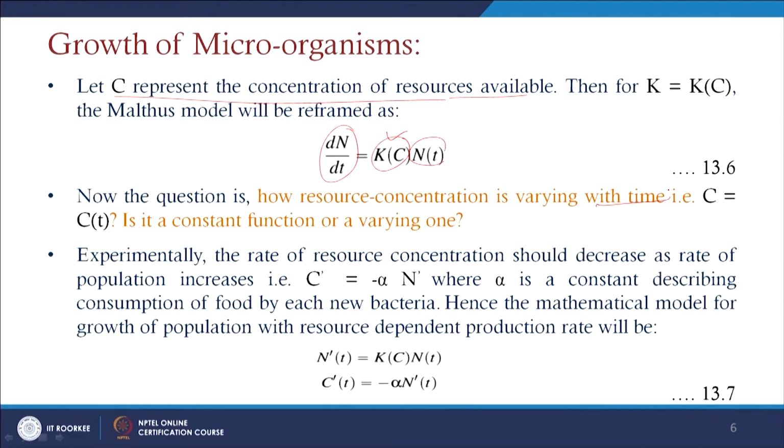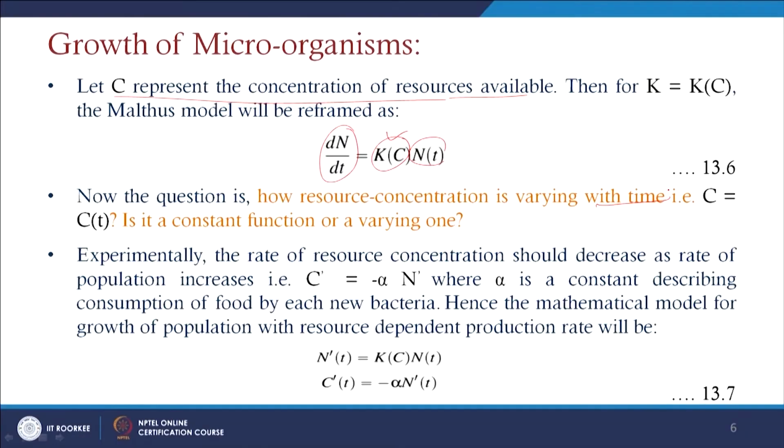Sometimes we can find that the resource level gets less after 5 days or 10 days or a certain period of time, so C has also changed. Whether it is a constant function or a varying one, we have to determine. Experimentally it is found that the rate of resource concentration should decrease as the rate of population increases. Definitely the population will use these resources, hence the resource will be reduced.